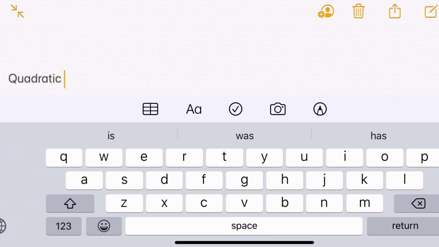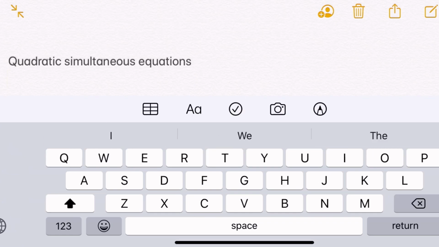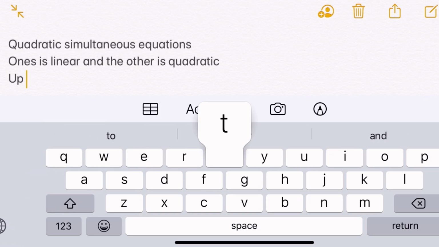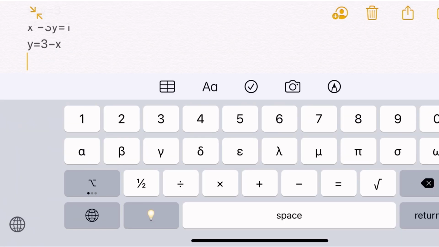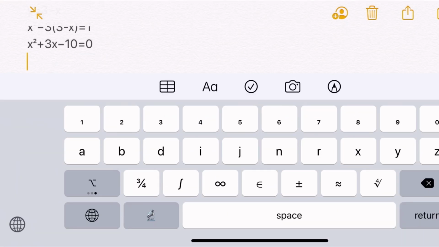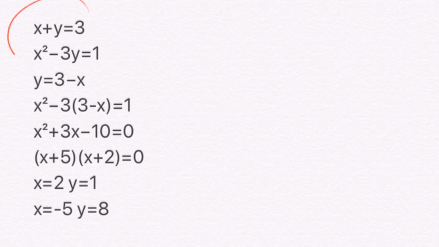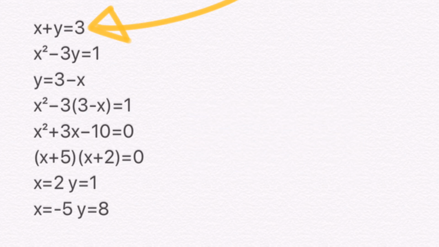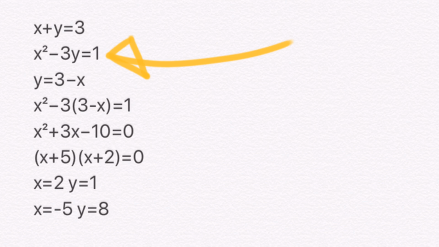The next thing that we're going to look at is quadratic simultaneous equations, where one equation is linear and the other one is quadratic, and it can have up to 2 pairs of solutions, in which you need to substitute the linear equation into the quadratic equation. Let's take a look at this example. We know immediately that we need to use the substitution method. So we will rearrange the first equation into y = 3 - x and substitute it into the second equation.